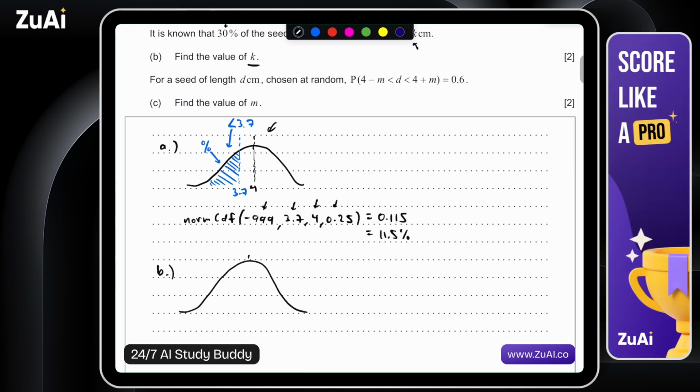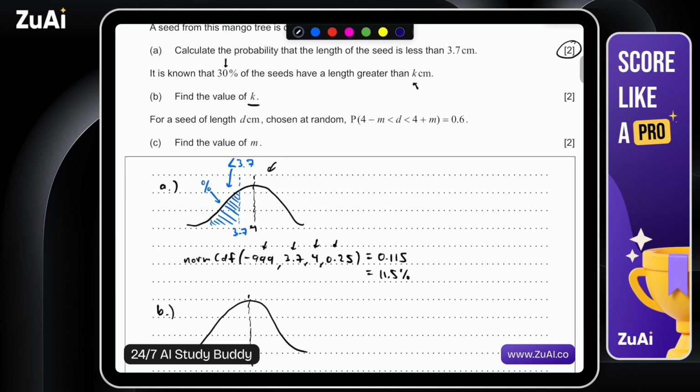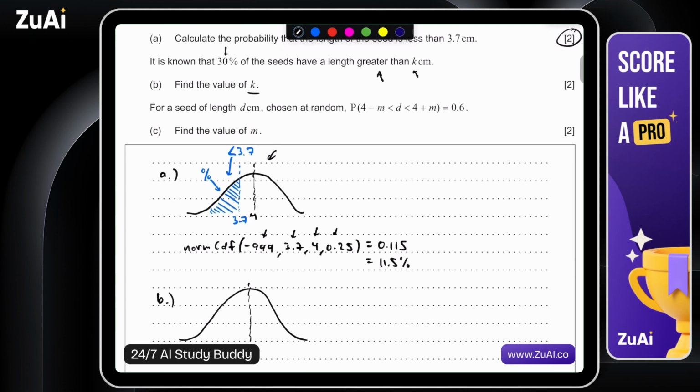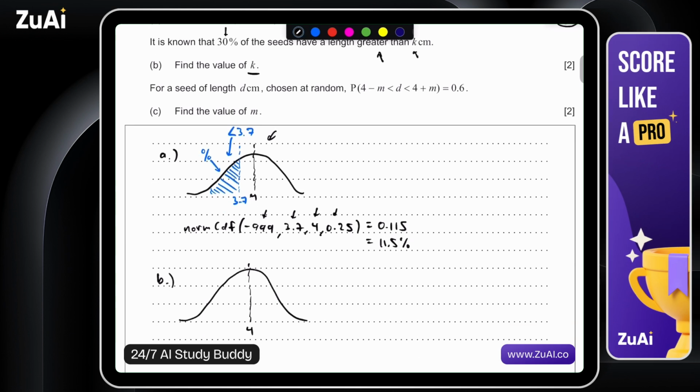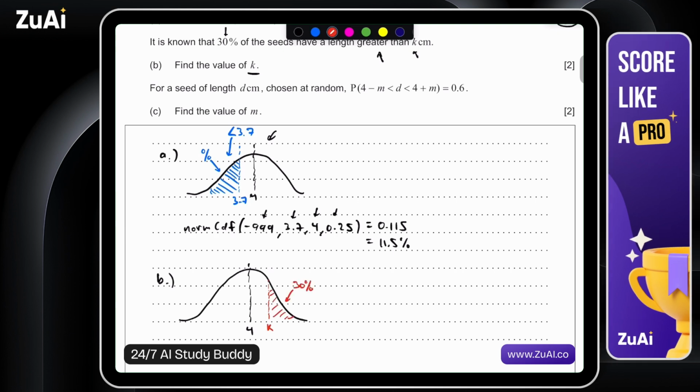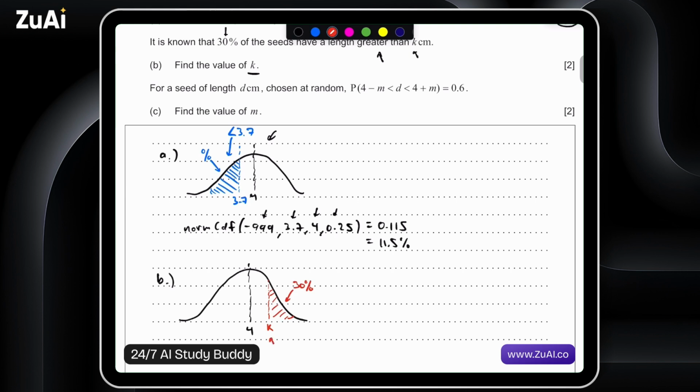Here we go. A mean of 4, and it is known that 30% of the seeds have a length greater than k. So we only want an area of 30% and we want it to be greater than some cutoff point. So in this case, let's use red. We have some cutoff point k, some value k, and we want only 30% of the seeds to be greater than this value of k.